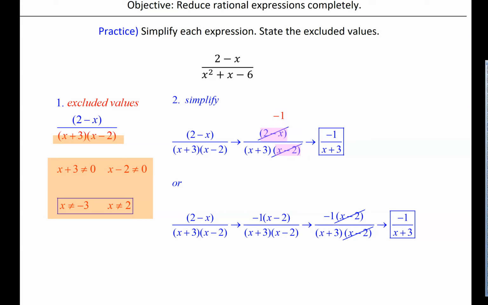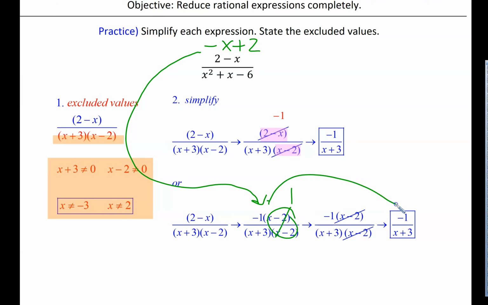As I said, your other option would be to look at your numerator, -x plus 2, in standard form, and then factor out -1 as your GCF. Reduce those to 1. -1 times 1 gives you -1 over x plus 3.